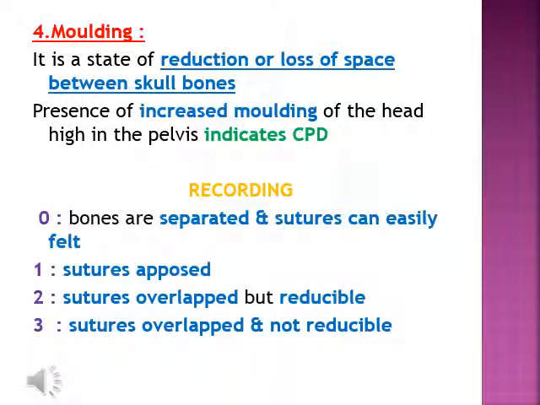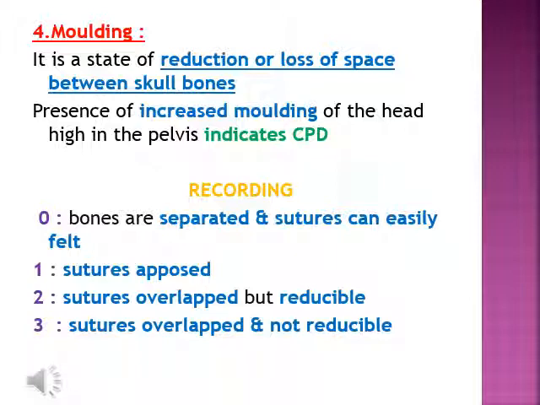Next is molding. Molding is the state in which the fetal skull bones overlap together to reduce the diameter of the fetal skull, so that it can easily pass through the pelvis. So that is known as molding. Molding is a state of reduction or loss of space between the skull bones, and if there is increased molding of the head high in the pelvis, it indicates CPD. If you find increased molding of the head when the head is above the brim of the pelvis, that indicates the mother has the problem of cephalopelvic disproportion.